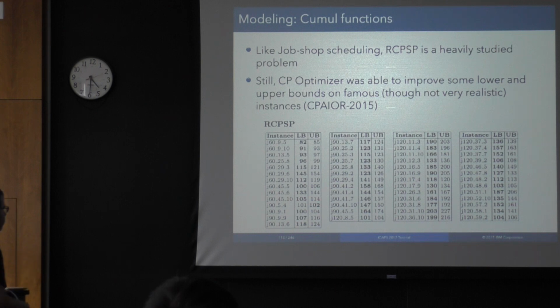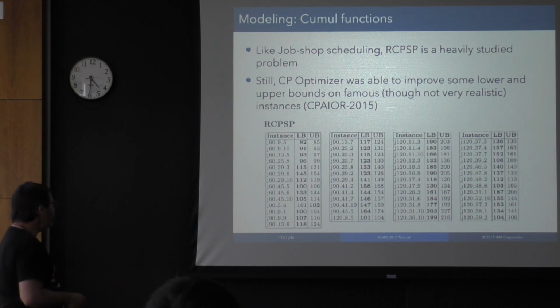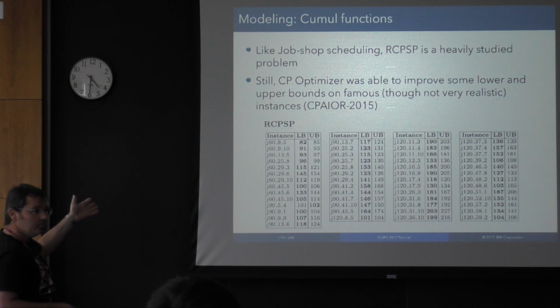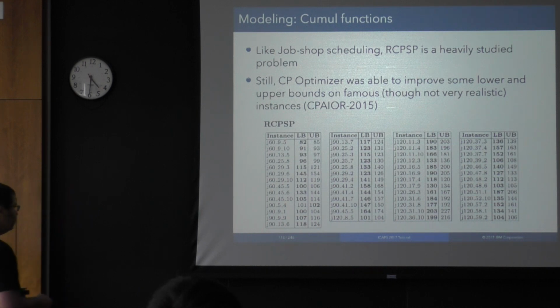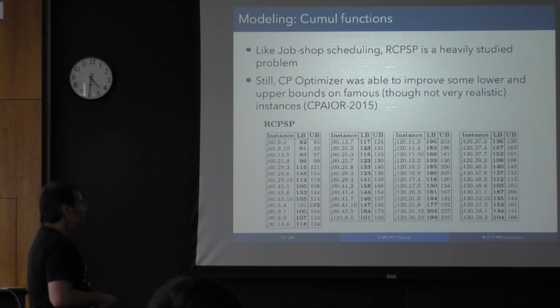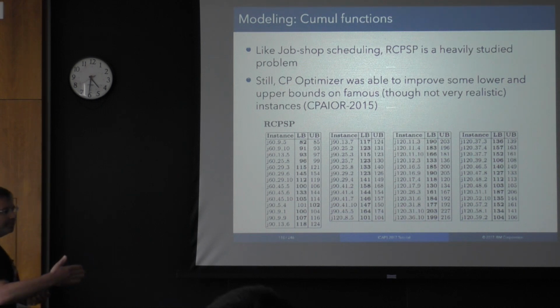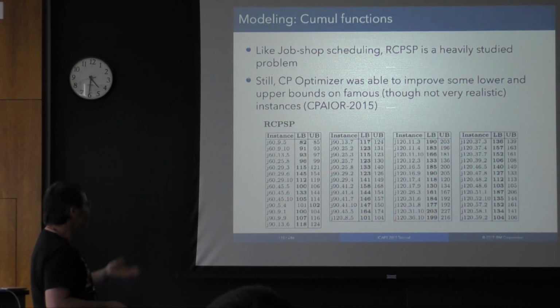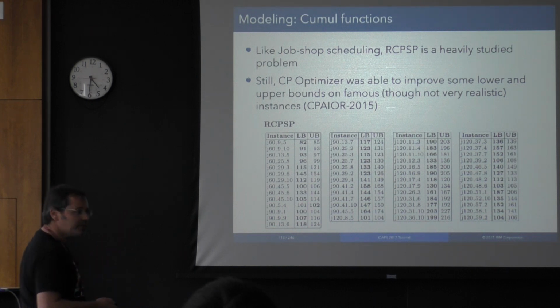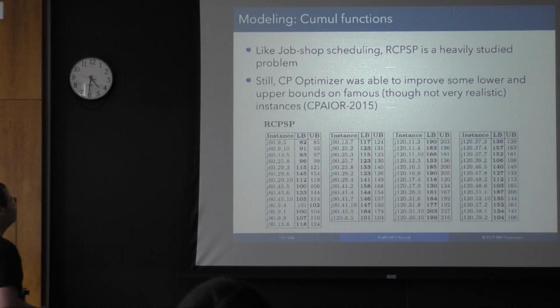Well, again, a little parenthesis on the performances. Again, in the same paper I mentioned of 2015, we were also able, with this model, to improve some lower bounds, and also to improve some upper bounds on very famous instances. Not really realistic again because they're very small, up to 100 activities, and it's again makespan minimization, but it shows at least that on some very academic benchmarks, CP Optimizer is quite good.